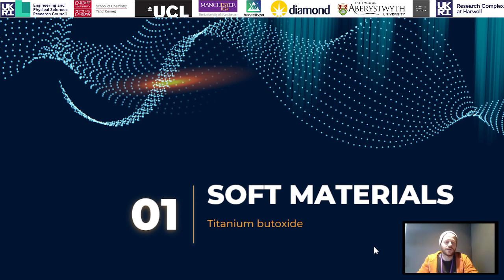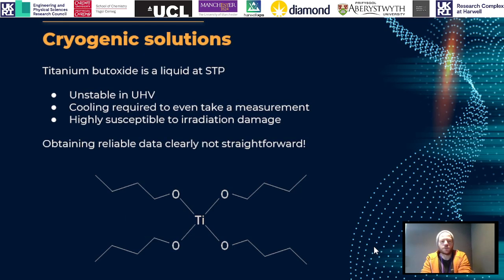So as I said, the first thing we're going to look at is a soft material. So we're going to be looking at titanium butoxide. That's this molecule here. It's very common in a lot of inorganic synthesis, particularly for things like photocatalysts, and it's actually unstable in UHV, so we have to cool this molecule down to even measure it. The vapor pressure is such that if we try and load this into a UHV without any cooling, it will just evaporate. So we need to get down to about minus 50 degrees C to even get a measurement at all. But we have this additional challenge where if you do expose it to X-rays under UHV, you do start to reduce this titanium center.